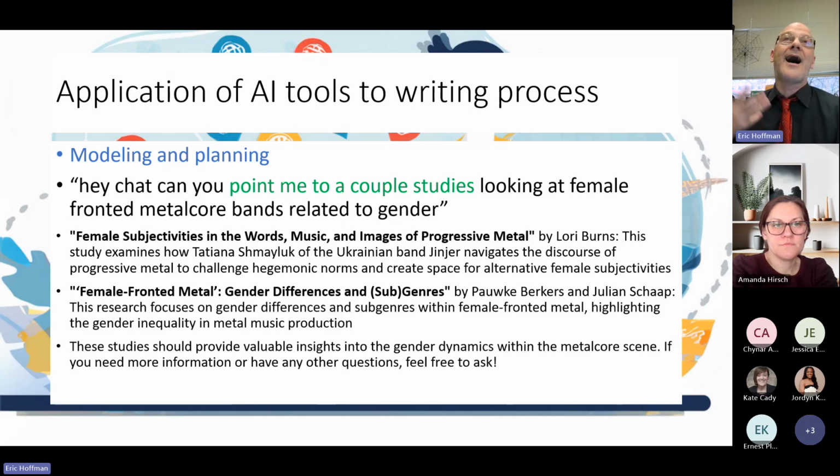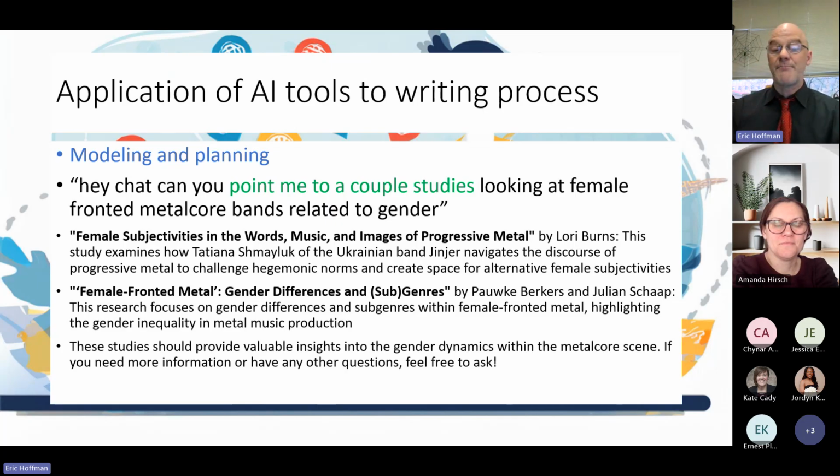Again, because AI, broadly speaking, or at least generative AI, broadly speaking, is really good at modeling, right? Because it shows you, here's what people tend to do when they are doing this kind of thing. That's what AI is good for, right? And so for the purposes of modeling, and you can see here, can you point me to a couple of studies looking at female-fronted metalcore bands related to gender? It does so. Both of these actually exist. I did double check it, and we'll talk about that in a second.